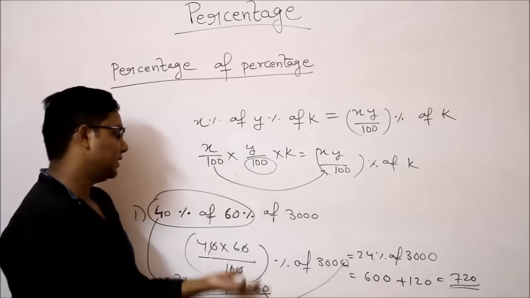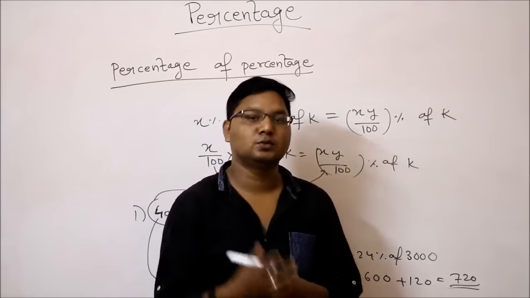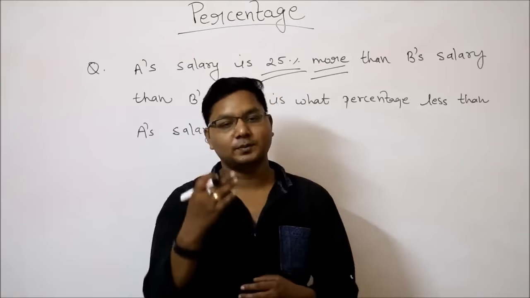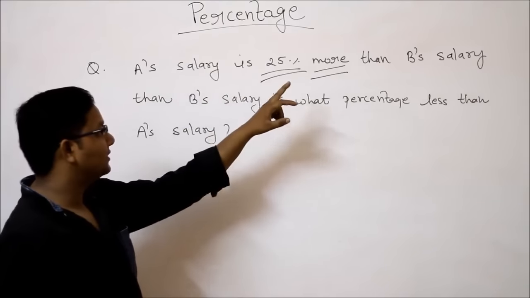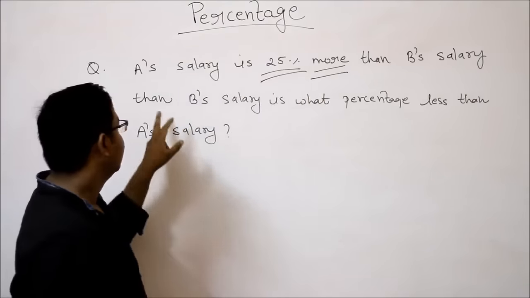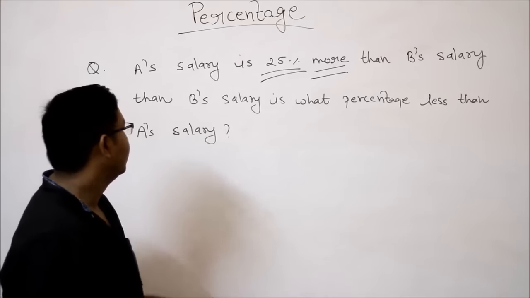Okay. So in these two ways, you can solve this percentage of percentage. So let's move to our next question. So हम next question देखते हैं, जो है A salary is 25% more than B salary. Then B salary is what percentage less than A salary.